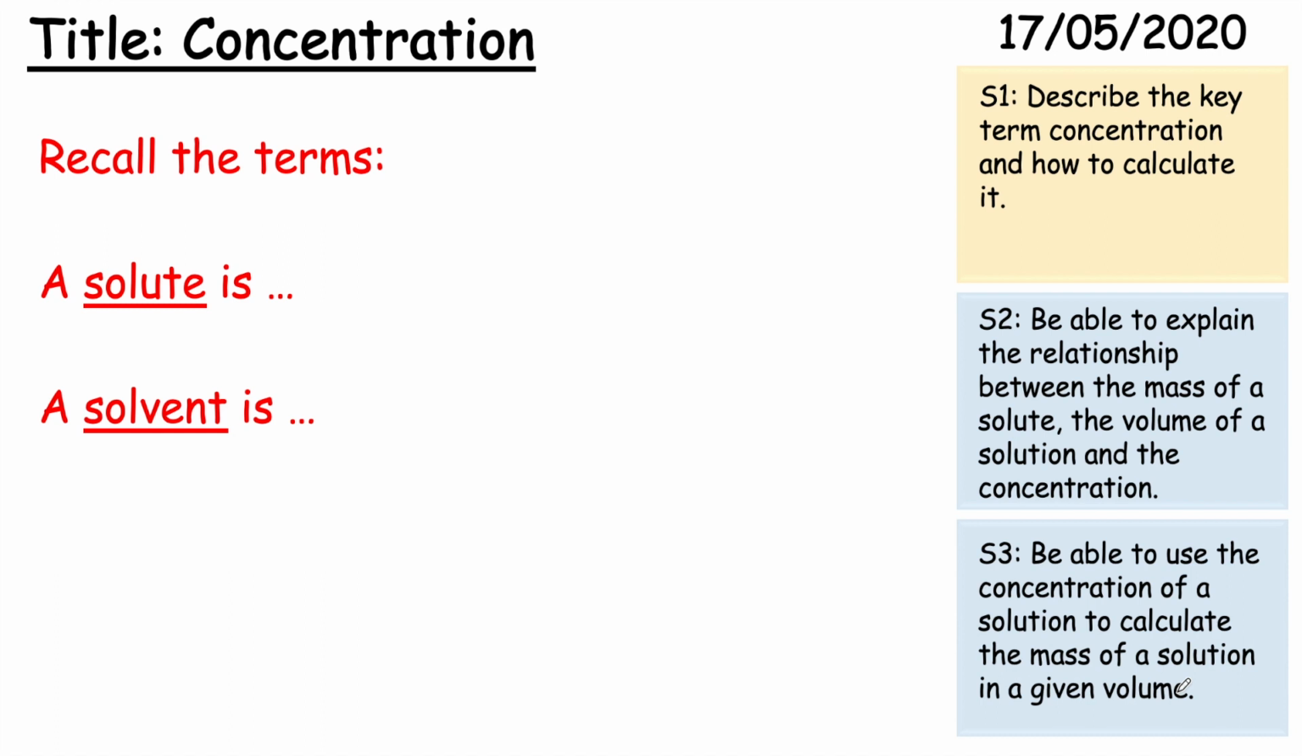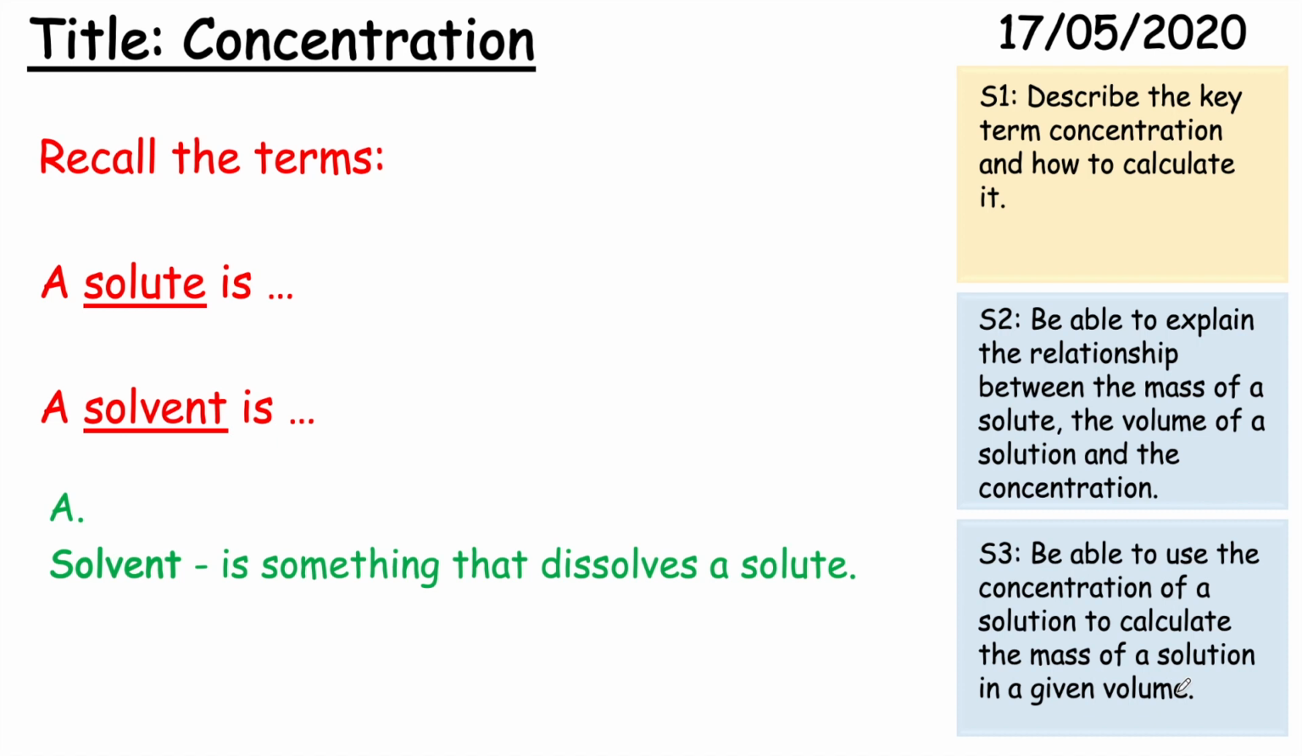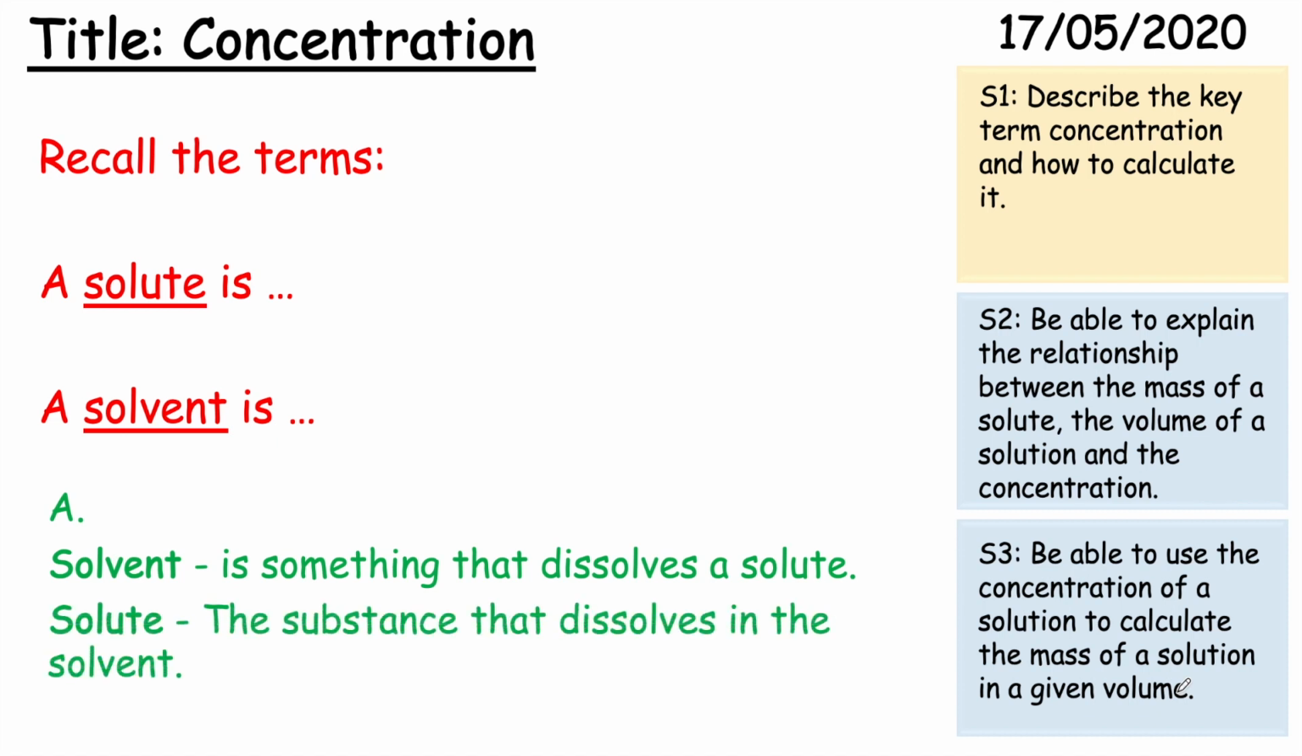But before we get onto the calculations, you really need to know what is meant by these two terms. What a solute and a solvent are. Now I've put the answers below. A solvent dissolves a solute, and a solute is whatever dissolves in the solvent. Now if you think about sugar and water, the sugar would be the solute because it dissolves in water.